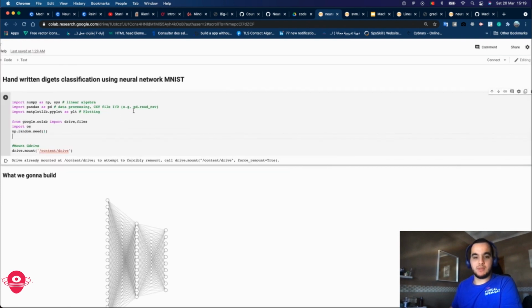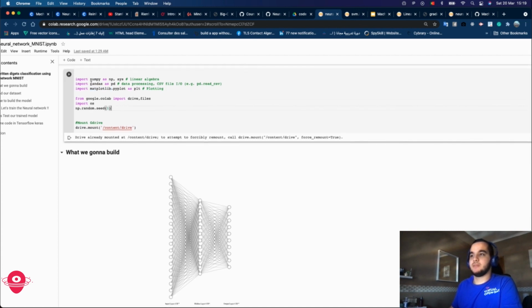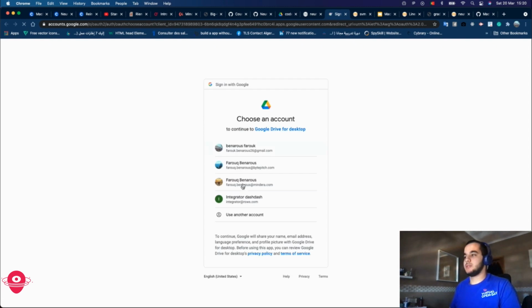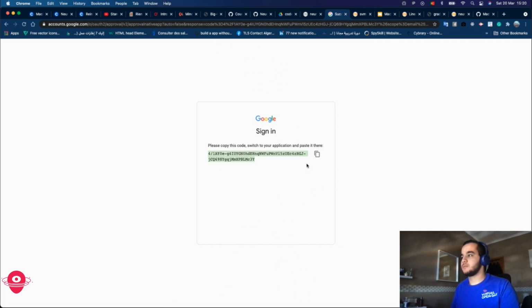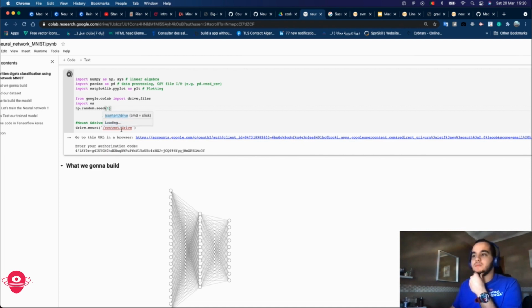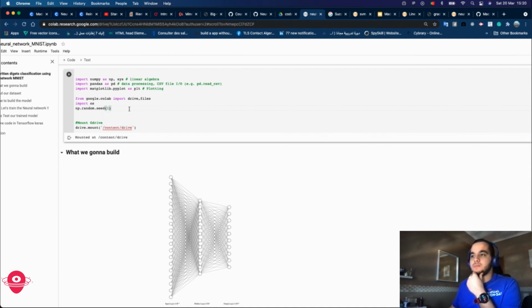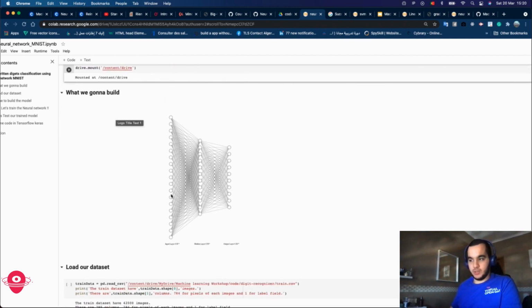So we start by, let me just zoom in a bit, importing the libraries that we imported before: NumPy for numerical computation, Pandas for the data, and Matplotlib for the plotting. Let's run this piece of code first. Okay, authorization. Okay, we imported.